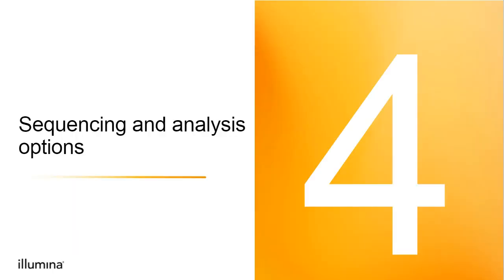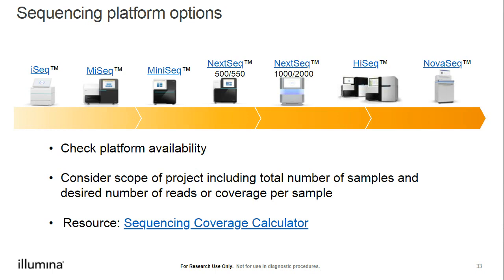And so let's briefly talk about our sequencing and analysis options. On this slide here, we have all of Illumina's sequencing platforms shown left to right from lowest to highest output. When we're designing an experiment, we want to consider what platform we have available to us, whether that's at a core facility or a lab in our department. And then we need to consider the scope of the project. So how many FFPE samples are we planning to sequence? And then what kind of coverage do we need per sample?